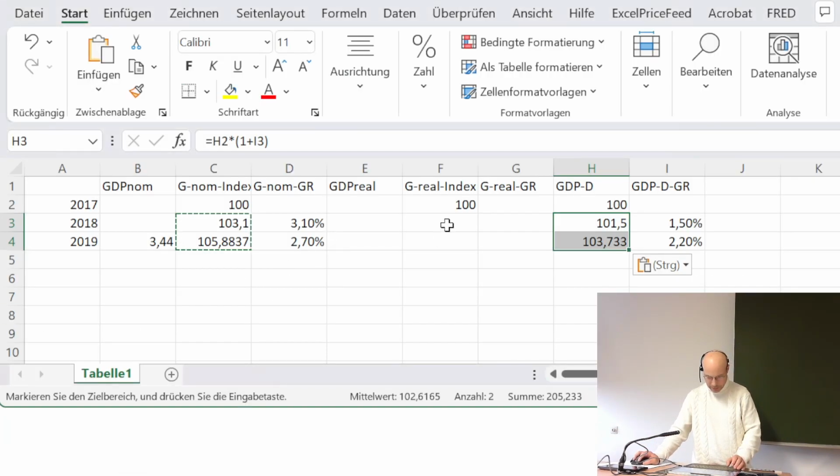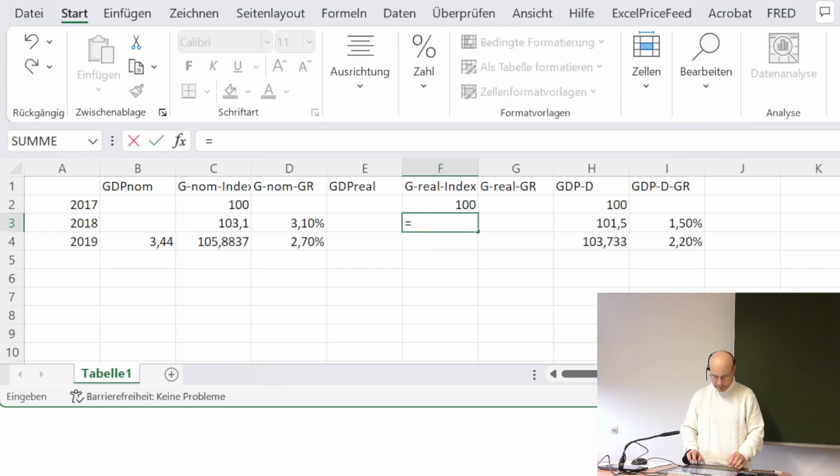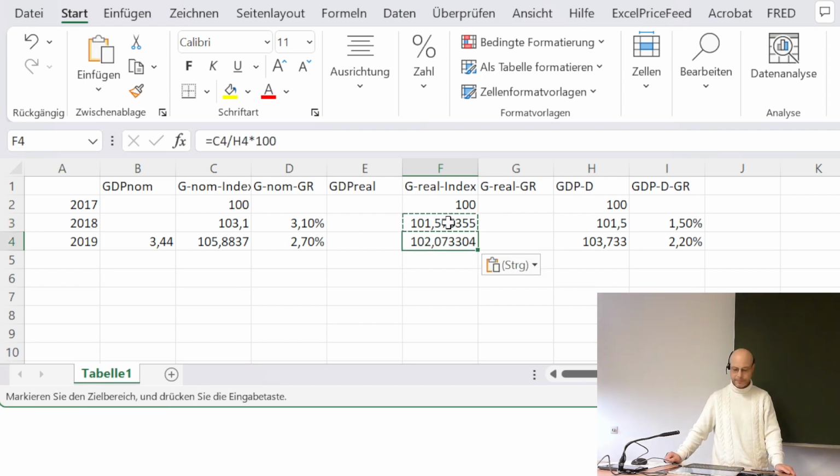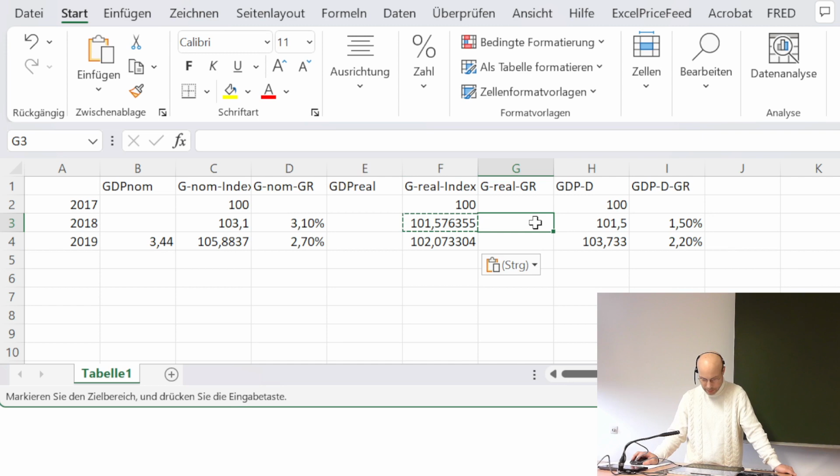And with this formula, we go inside here. So this is then the other way around. Nominal GDP over GDP deflator times 100. This we have also to do for 2019. And how do we obtain now the real growth rate of GDP?